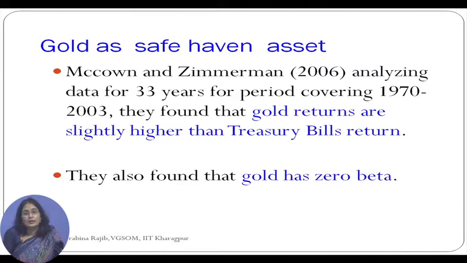There is also another study which considered a longer period of 33 years in the USA, and reported that gold returns are slightly higher than treasury bill returns, and gold also has a zero beta. That means irrespective of the movement of the stock market, gold gives a constant return.